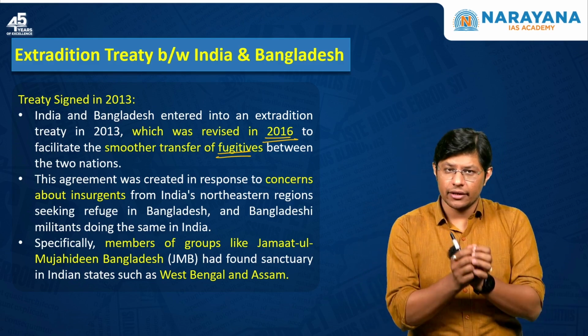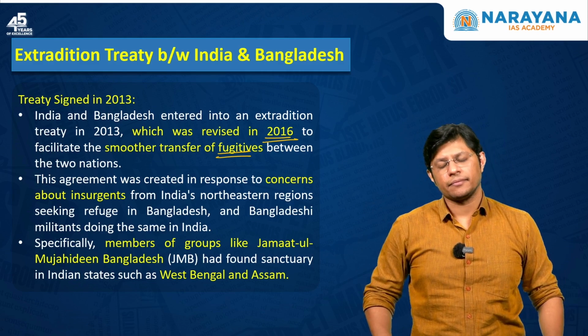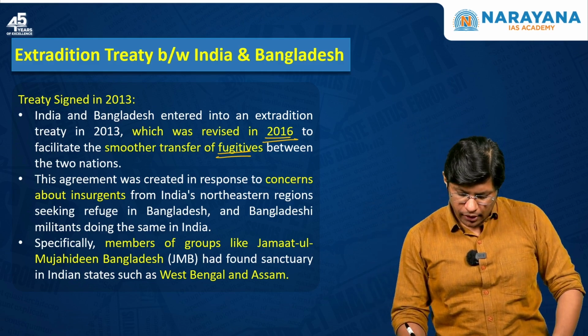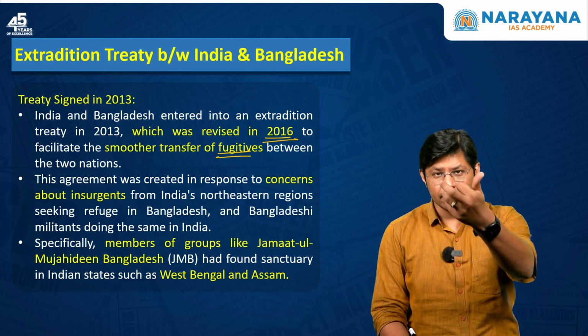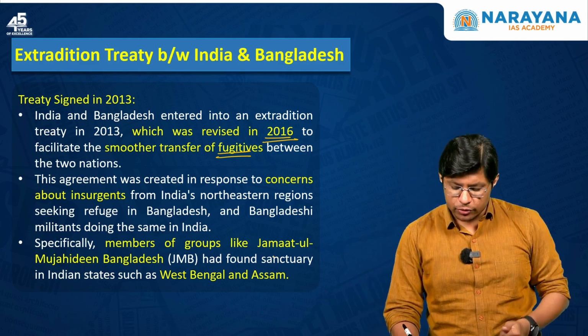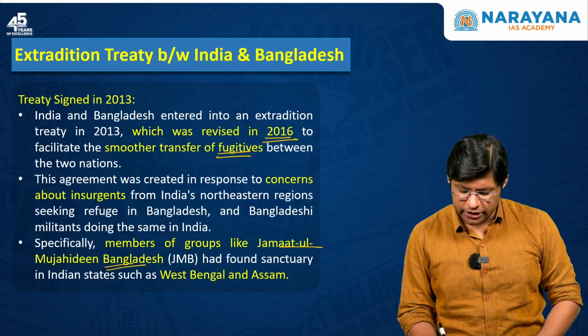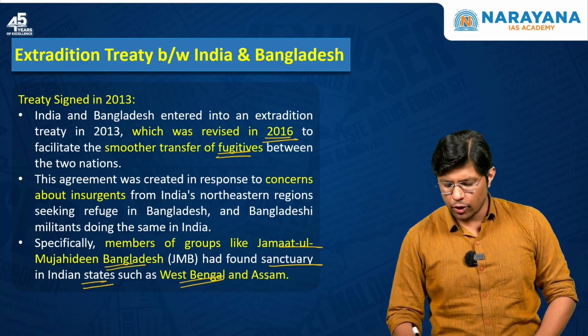So, they used to attack the Indian army personnel and hide in Bangladesh. And the Bangladesh militants also did the same thing. They used to attack in Bangladesh and come to India. For example, members of groups like the Jamaat-ul-Mujahideen Bangladesh had found sanctuary in Indian states such as West Bengal and Assam.